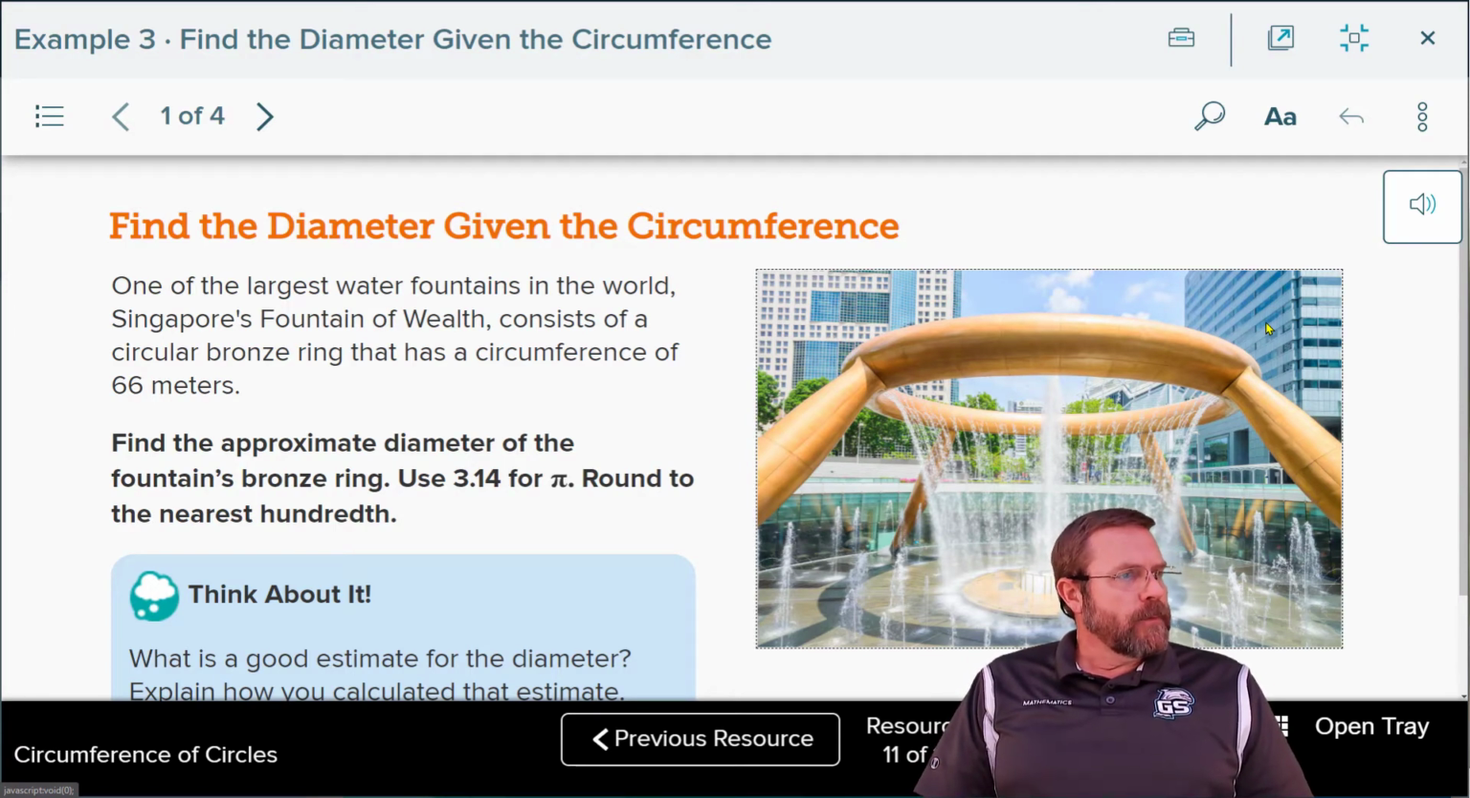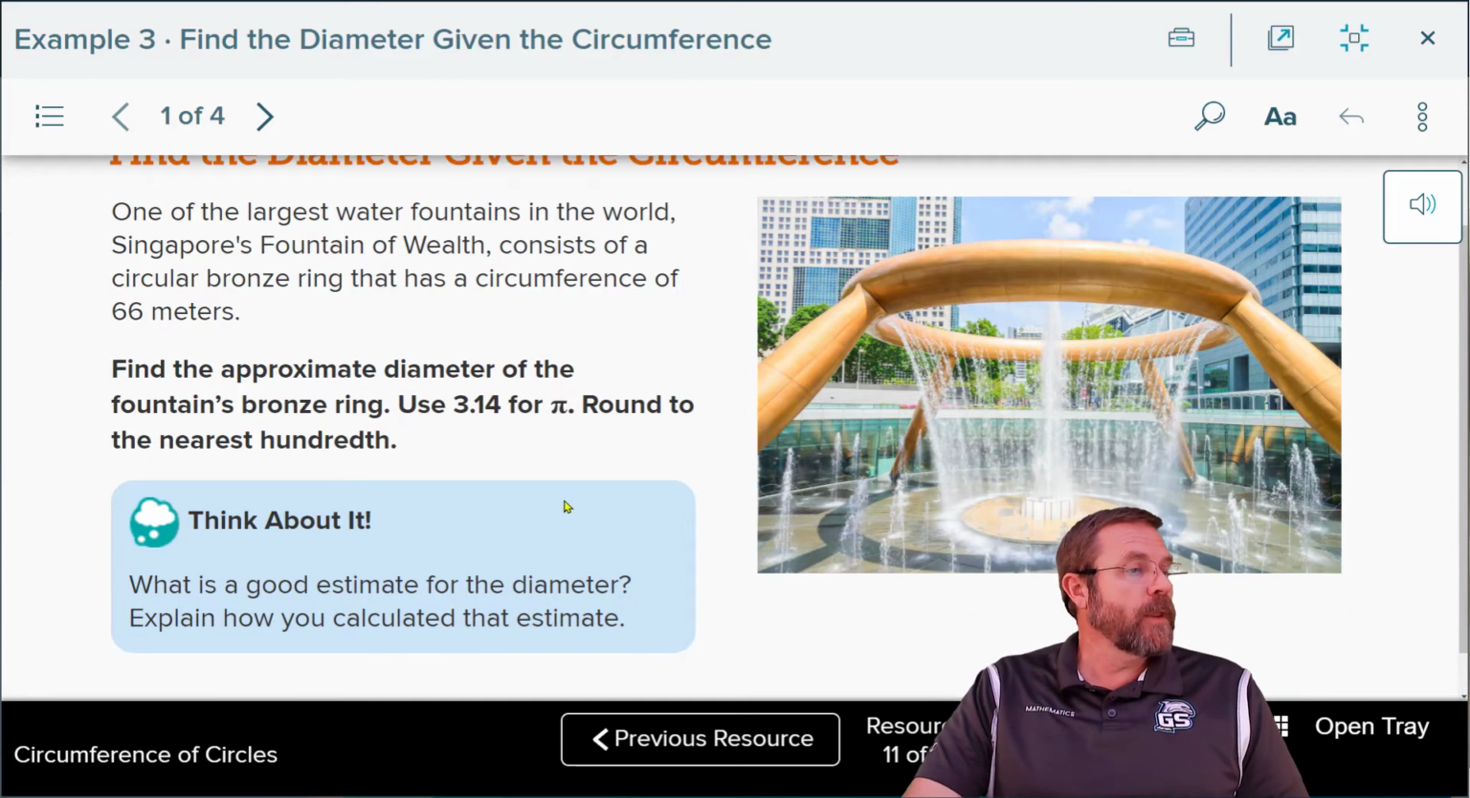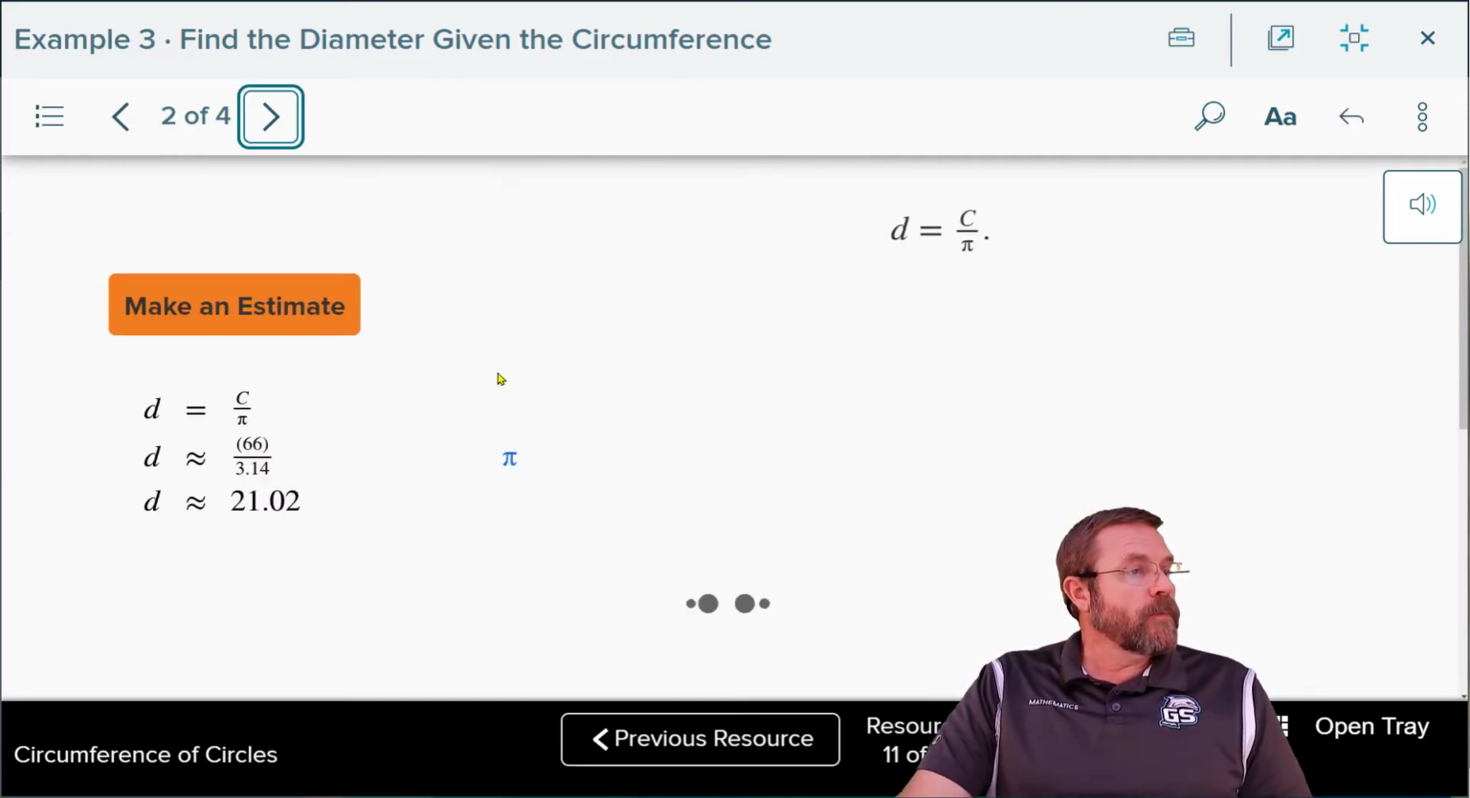The problem they've given us says that one of the world's largest water fountains is in Singapore. It is the Singapore Fountain of Wealth and consists of a circular bronze ring that has a circumference of 66 meters. Find the approximate diameter of the fountain's bronze ring using 3.14 for pi and round your answer to the nearest hundredth. From here, we're going to see what they did.